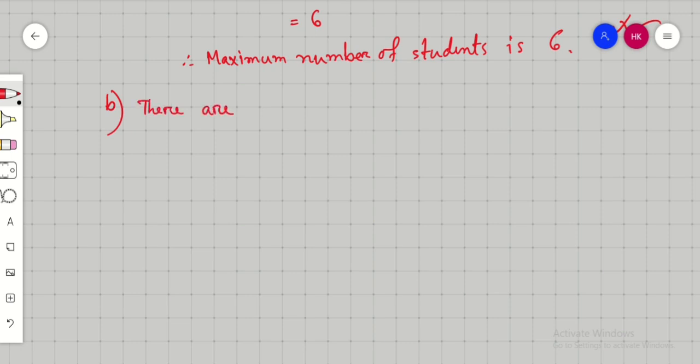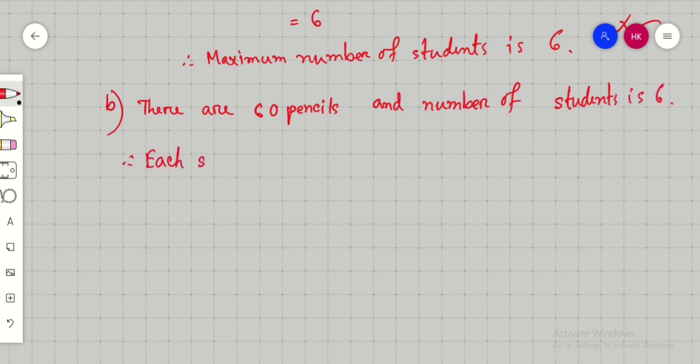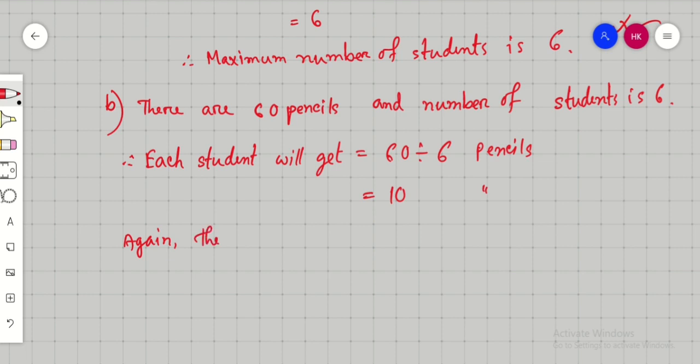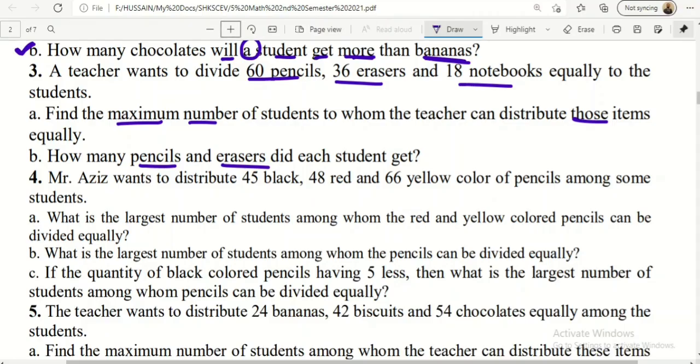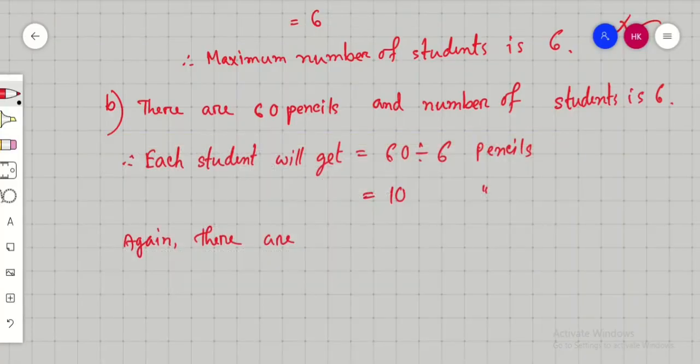There are 60 pencils and the number of students is 6. Therefore each student will get 60 divided by 6 pencils. That means 10 pencils. Again, how many erasers are there? Again, there are 36 erasers.